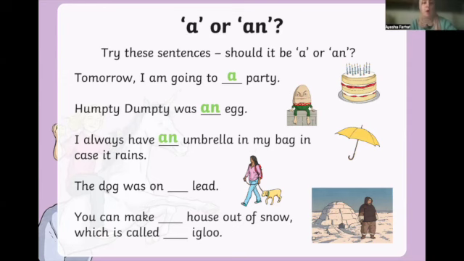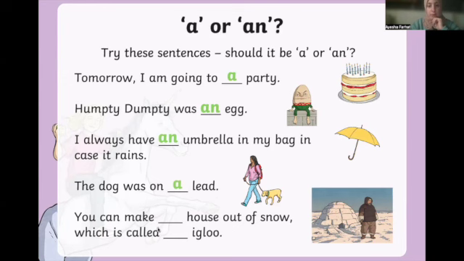Okay. The dog was on something lead. Now I have to look at L. Once we keep practicing, we will get to know that L is a consonant. And the rule is when the word starts with a consonant, we use A. The dog was on a lead.